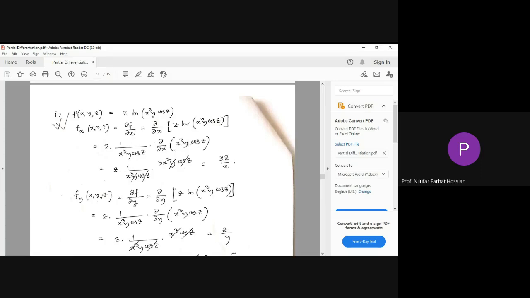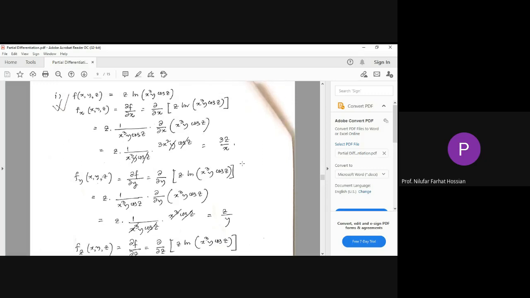3x square into y cos z. Now you can cancel this y and y from the upper and the lower part, cos z and cos z. So there remains only what? One again x square and x cube, so there remains an x in the lower side, so it will be ultimately 3z divided by x. So this is the result for fx.